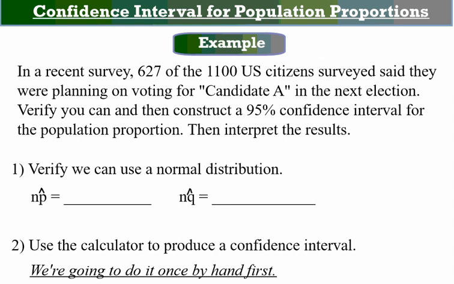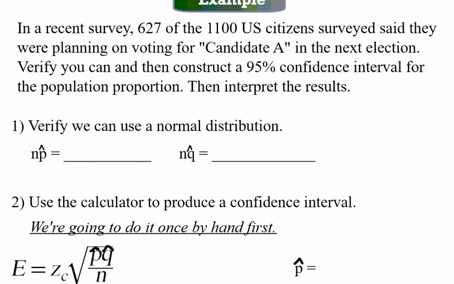Example: let's say in a recent survey, 627 out of 1,100 U.S. citizens surveyed said they were planning on voting for candidate A in the next election. Verify you can use a normal distribution, then construct a 95% confidence interval for the population proportion, then interpret the results. In order to use a normal distribution, we need n times p and n times q to both be bigger than 5. Well, we don't know p, so we have to use the estimate from our sample.